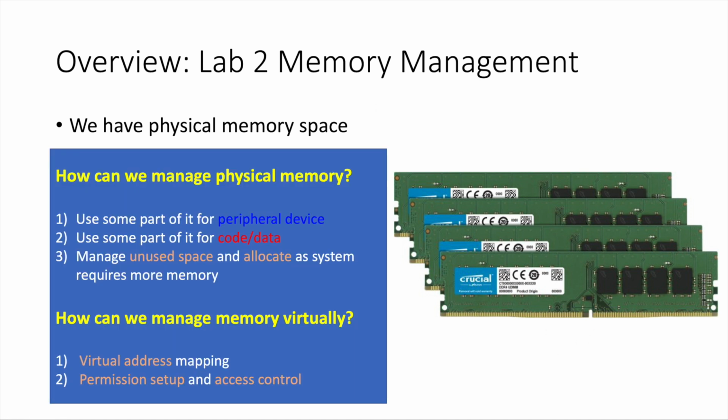What we will do in Lab 2 are two things. We will manage physical memory first, and managing physical memory means reserving the physical memory for peripheral devices, allocating it for code and data, and also managing the unused space of the physical memory and allocating that per the system's request. Another part is managing the memory virtually, which includes creating virtual address mappings, setting up permissions, and applying access control to the memory. Let's get into the details of each part.